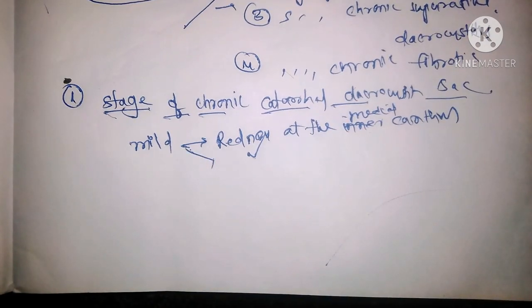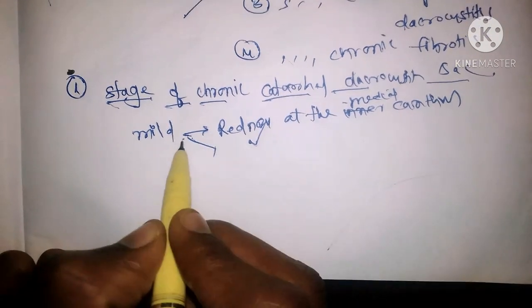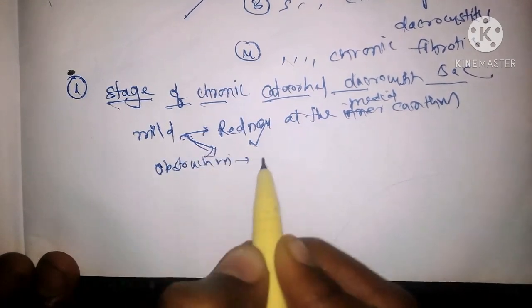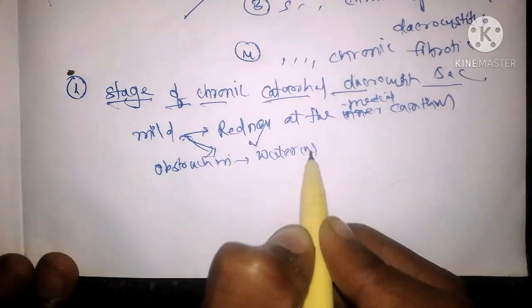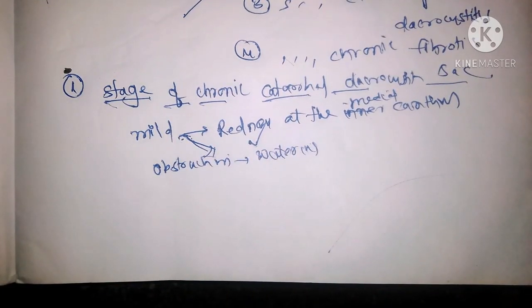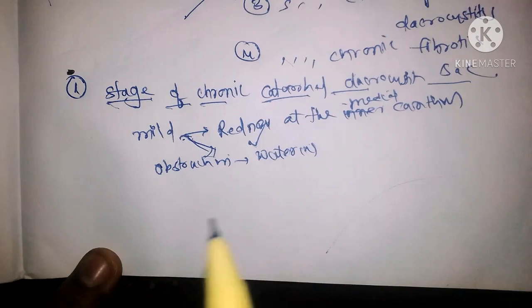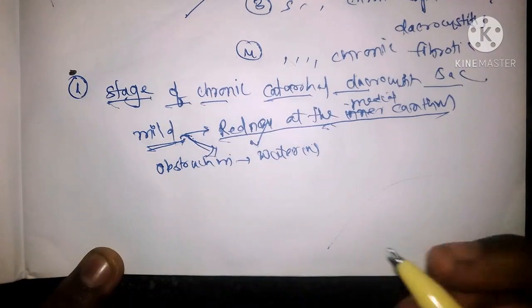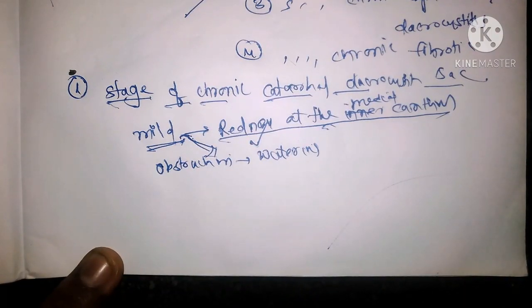We will see the size of the sac will also be normal. Okay, and as there is obstruction, there will be watering, right? See, this watering will be there in all the stages. Clear? This outflow will be there in all stages, because there is obstruction that ultimately can result in overflow. So what we have to remember at this stage is there is redness at the inner canthus, and remaining all the things will be normal.